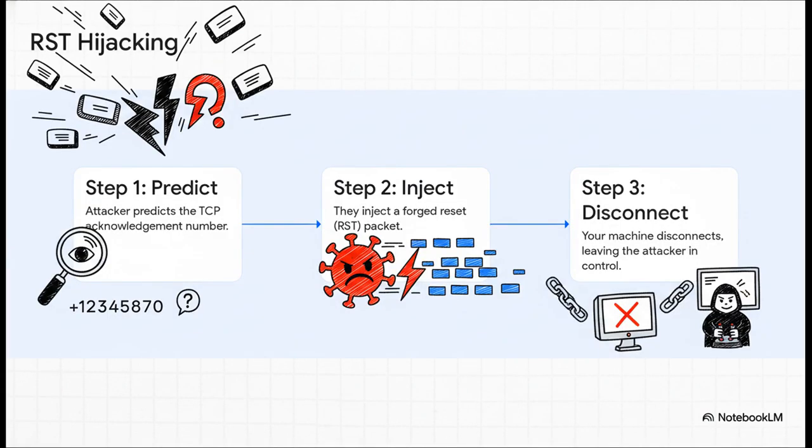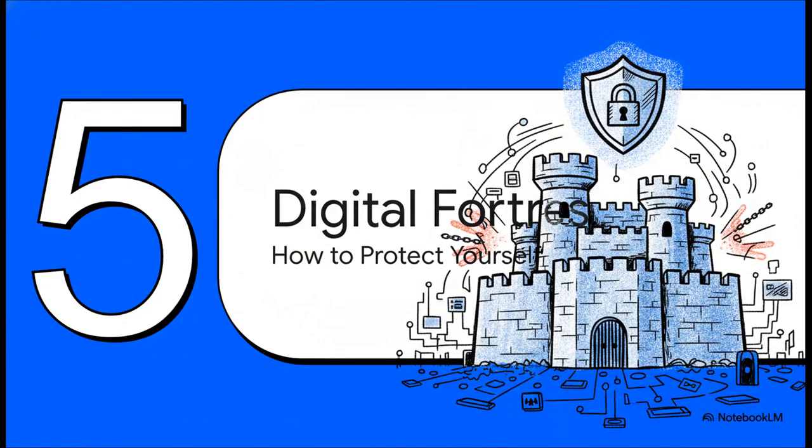One really clever way they do this is called RST hijacking. So imagine your conversation with the server is like a numbered sequence of messages, 1, 2, 3, and so on. If an attacker can guess the next number, let's say it's 4, they can jump in and send a fake message with that number that just says, hang up. Your computer gets it, thinks the server ended the call, and it disconnects. But here's the catch. The server side is still open, and now the attacker is the one talking to it, pretending to be you.